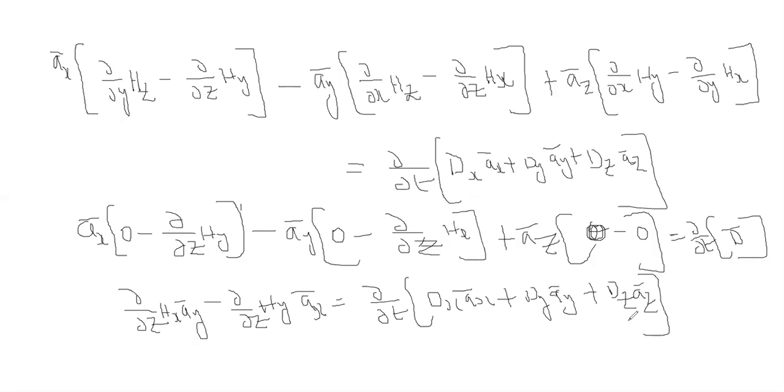To compare here, in the left hand side we have only the x and y terms. In the right hand side, x, y, and z. There is no z in the left hand side, so no need of Dz a_z bar, ∂/∂t. And see, whatever the Hy is there, it's not varying with respect to x.